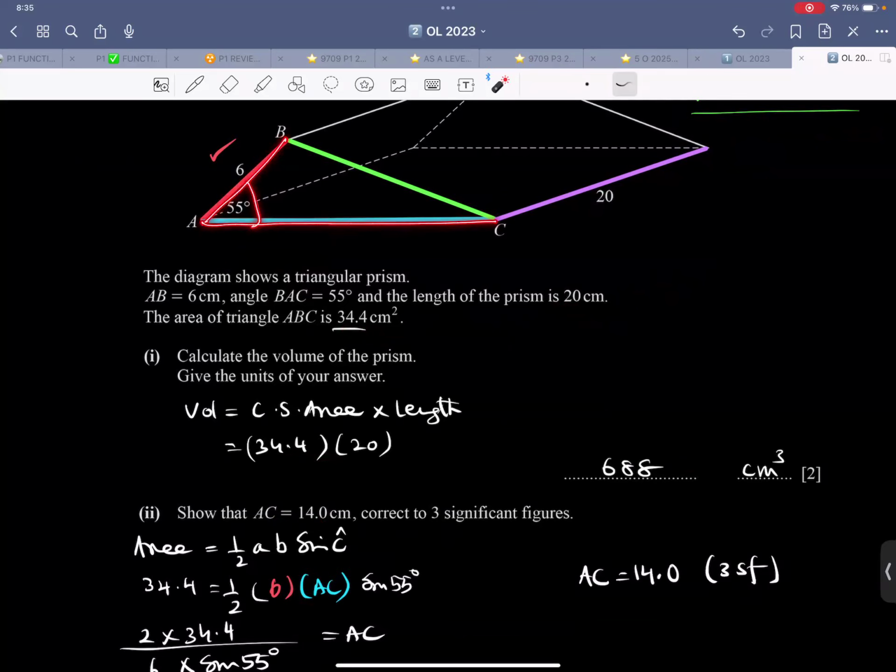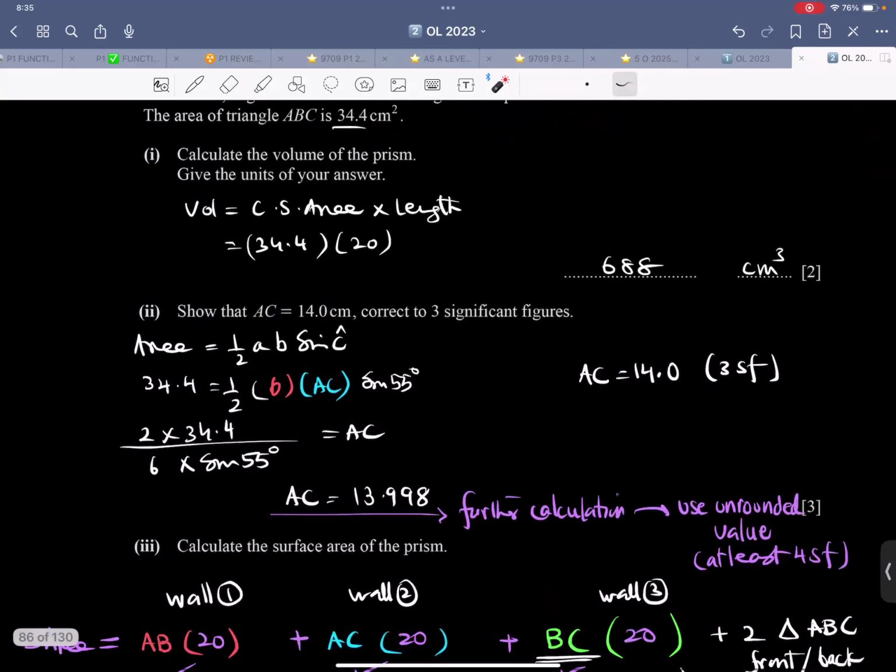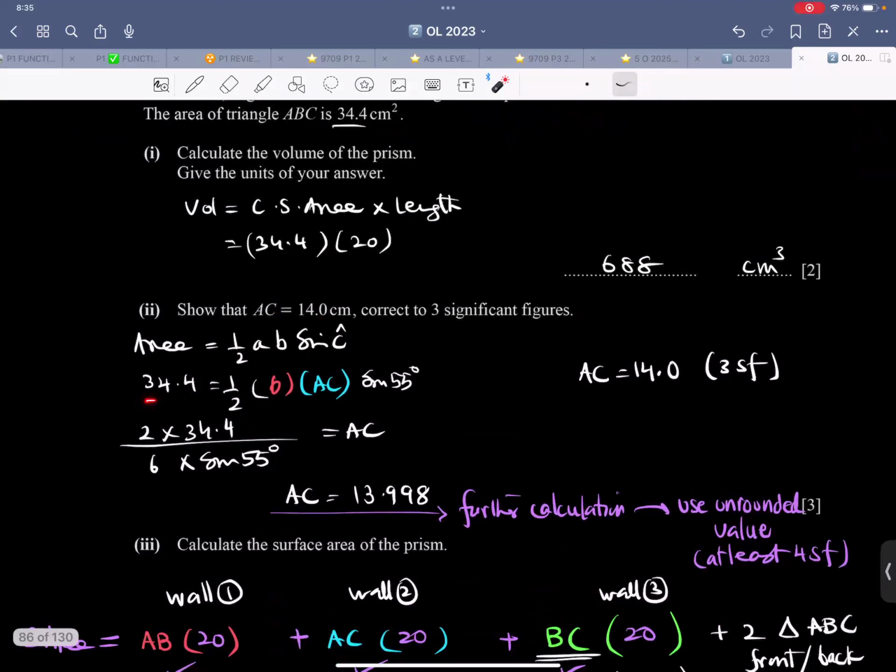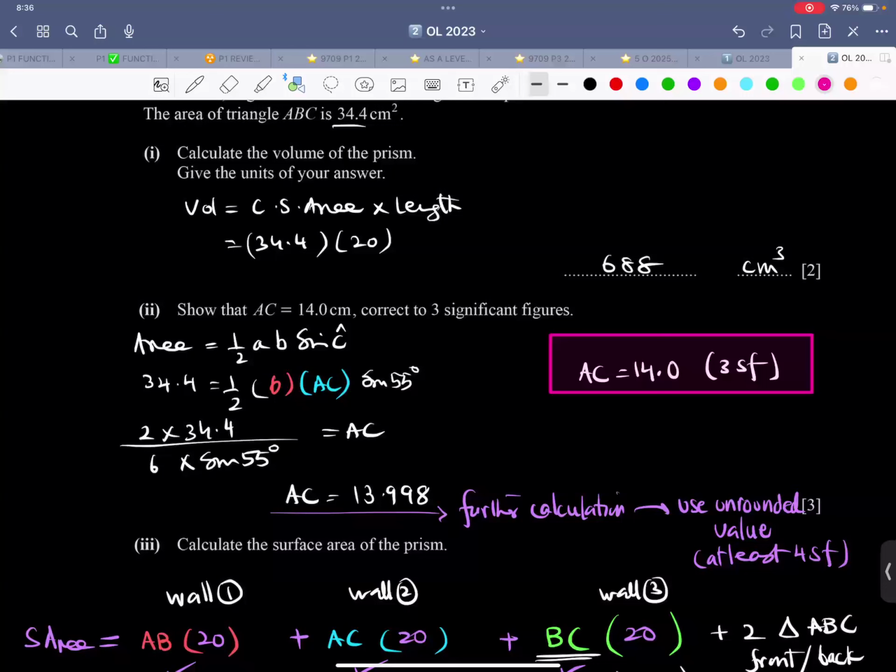Half AB sine C equals 34.4. Therefore, you find the value of AC. For further calculation, use the unrounded value. For this part, just use this particular value. Let me just highlight this thing. This is 3 significant figures.